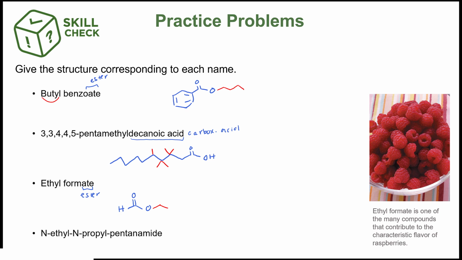And then pentanamide, I have an amide with 5 carbons, 1, 2, 3, 4, 5. And it says N-ethyl and propyl. So on the N, I have an ethyl group and also a propyl group.